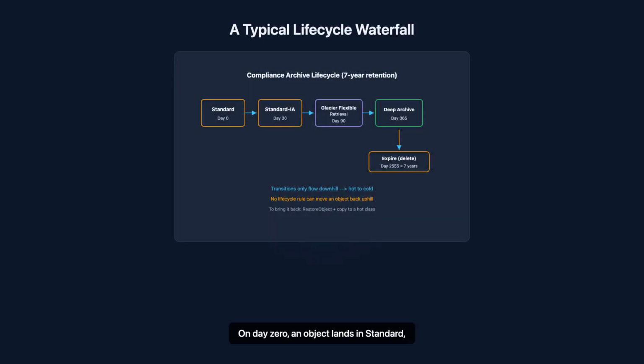On day 0, an object lands in standard, where the team might query it during the active month. On day 30, the lifecycle rule transitions it to standard IA, same milliseconds latency, lower storage cost. On day 90, it drops to Glacier Flexible Retrieval, where free bulk restores are an option. On day 365, it falls into Deep Archive at roughly $1 per terabyte per month. And on day 2555, 7 years, it expires and is deleted.